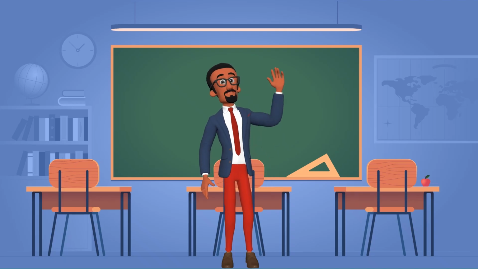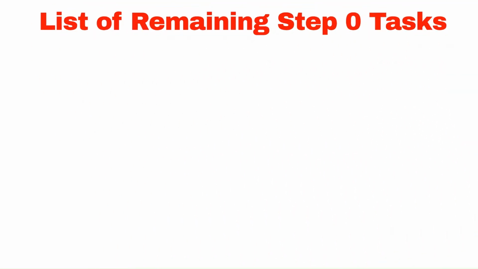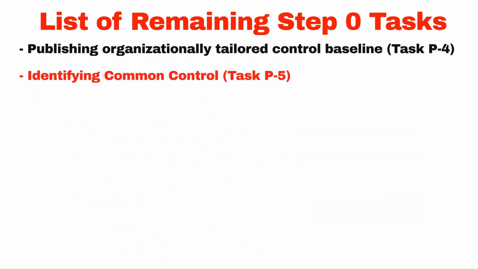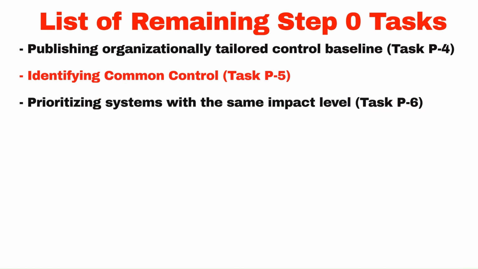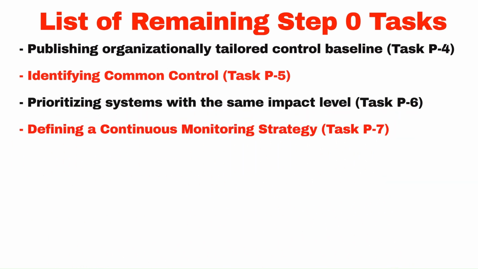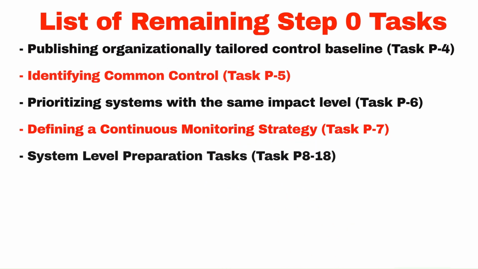Welcome back. Let's continue to run through RMF Step 0. Here's a list of all the remaining Step 0 tasks. Publishing organizationally tailored control baseline, Task P4. Identifying common controls, that's Task P5. Prioritizing systems with the same impact level, Task P6. Defining a continuous monitoring strategy, Task P7. And system level preparation task. And those are task P8 to P18.